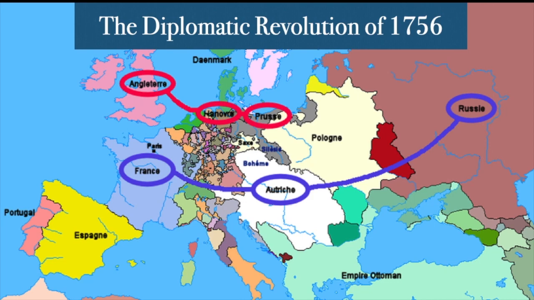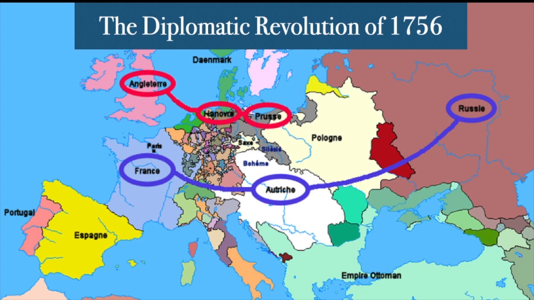Because if you're Frederick II up in Prussia, you find out about this, how do you respond? Three super powerful countries on your borders have just all allied against you. You know they don't like you. They look at you as a threat to the balance of power. You know there's a good chance that they might all team up and invade, and they'll just use Silesia as an excuse to come in and take over your country. So what do you do?